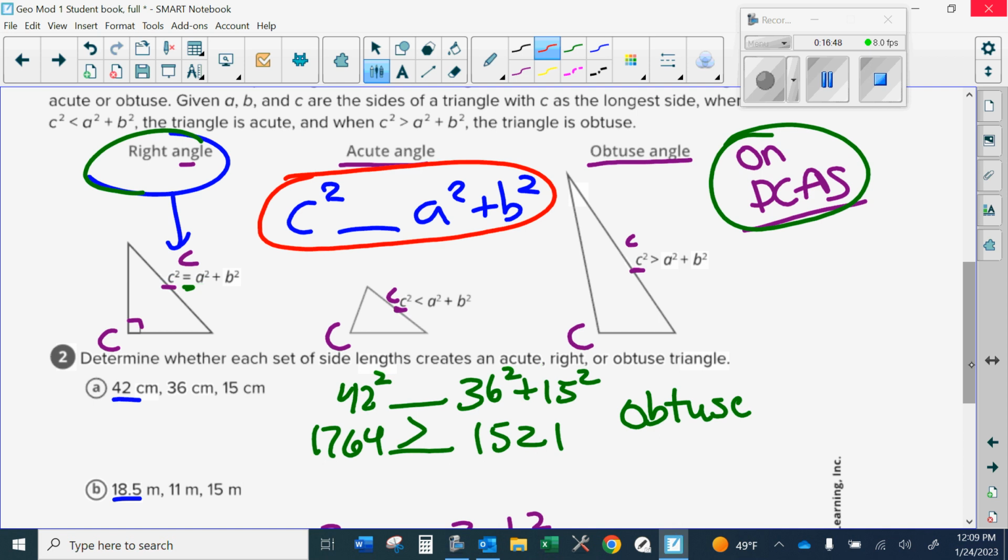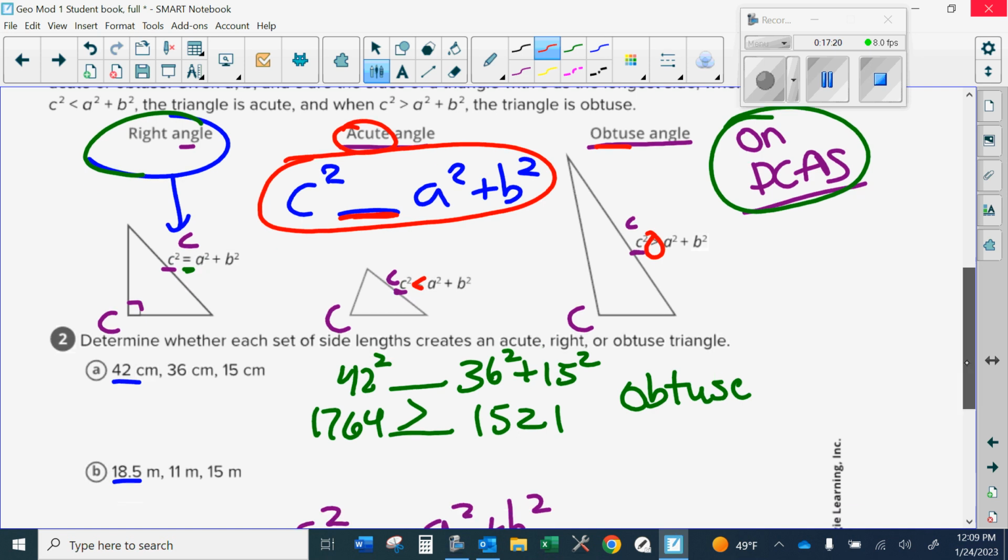You have c squared, with a blank to fill in whether it's equal to, greater than, or less than a squared plus b squared. C is always your longest side, no matter where it is. So notice, if it's equal, it's a right triangle. We already know that from the Pythagorean theorem. Okay, converse of the Pythagorean theorem, we just said it. Now, if c squared is less than a squared plus b squared, it's going to be acute. And if c squared is greater than a squared plus b squared, then it's going to be obtuse.